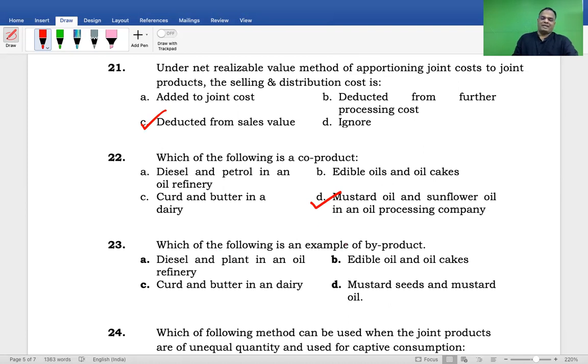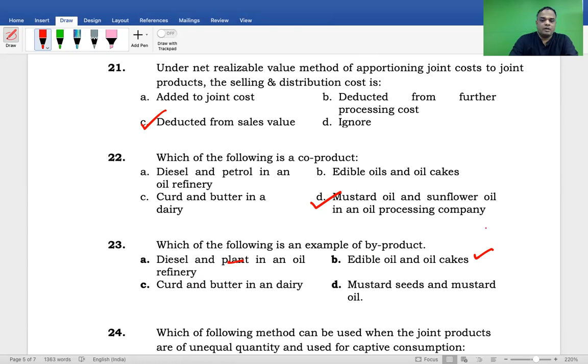Which of the following is an example of byproduct? Diesel and petrol in an oil refinery company? That is a joint product, not a byproduct. Edible oil and oil cake: yes, that is a byproduct. Edible oil is costly, oil cake is of less value. Therefore, based on edible oil only, oil cake will come. Therefore, B is the correct answer.